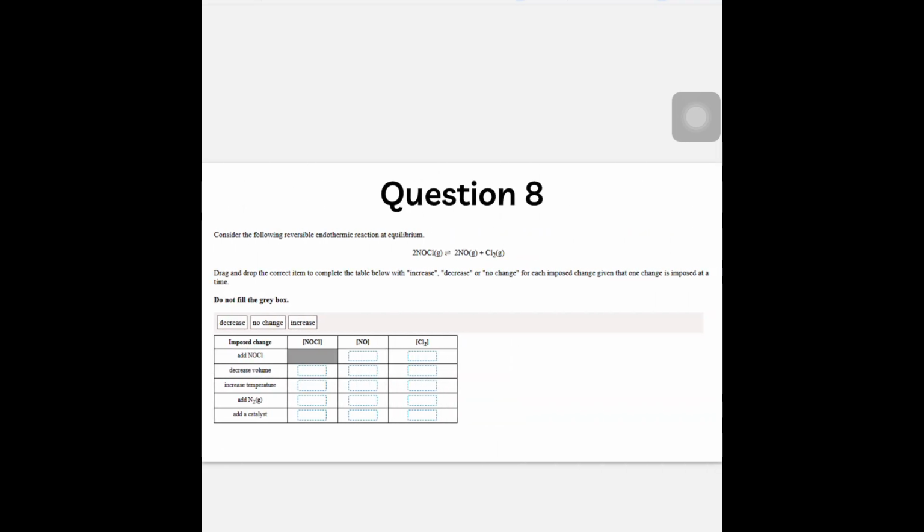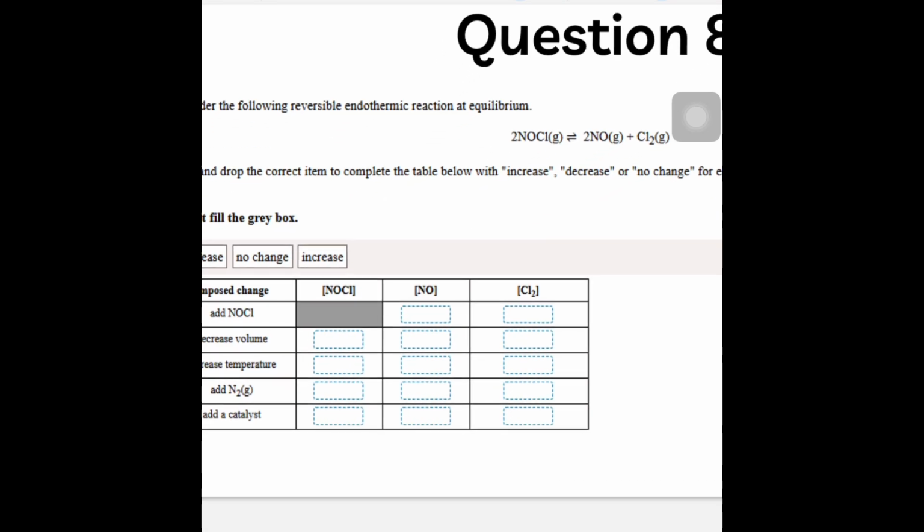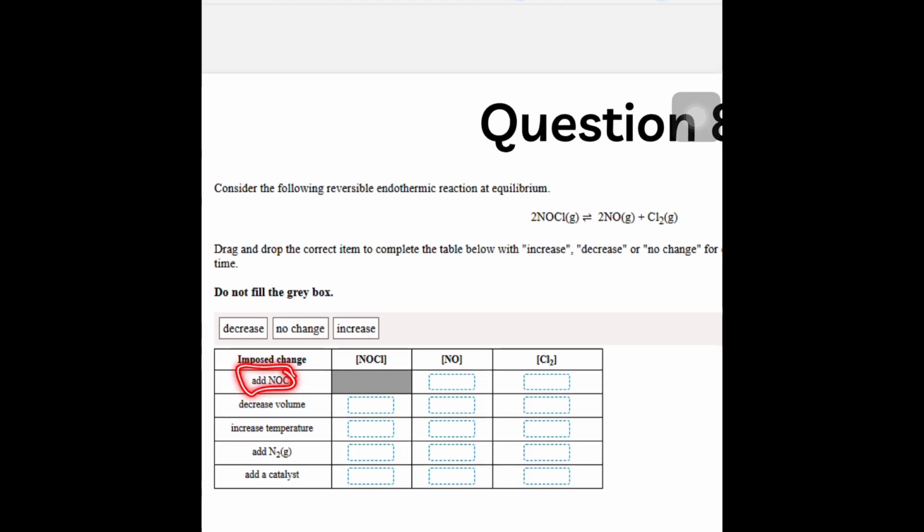Now, question 8. In this question, we have to drag and drop the correct item to complete the table below with increase, decrease, or no change for each imposed change, given that one change is imposed at a time. So each change is done at a time, and do not fill the gray box. Okay, so the first one we have is add NOCl. So this is the reaction. We're adding NOCl. So NOCl increases, the system is going to shift to the right to counteract this change. So what's going to happen is that NO is going to increase and Cl2 is also going to increase.